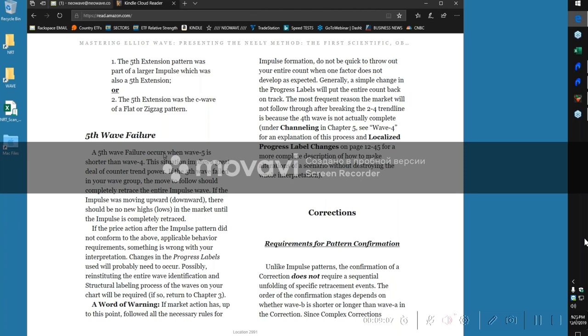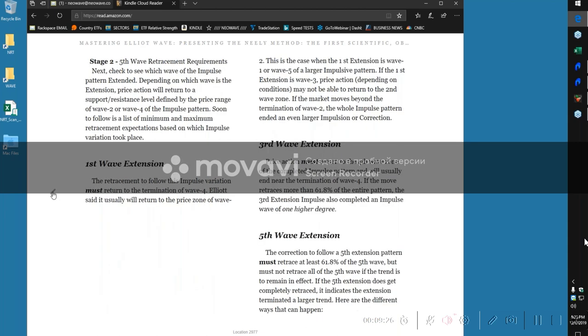So this is talking about 5th wave failures. When the 5th wave of a 5-wave move fails, it's guaranteed you're going to retrace wave 5 completely in the same amount of time or less that wave 5 took to form, and it should be much faster typically. And you're also going to retrace the entire 5-wave move.